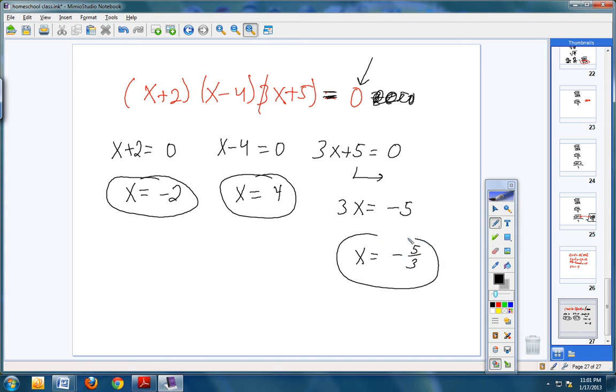Mr. Earhart, are you telling me that this equation right here has 3 answers? Yes, I am. This equation has 3 answers, and you do have to have all 3 of these answers in order for you to get the problem right.